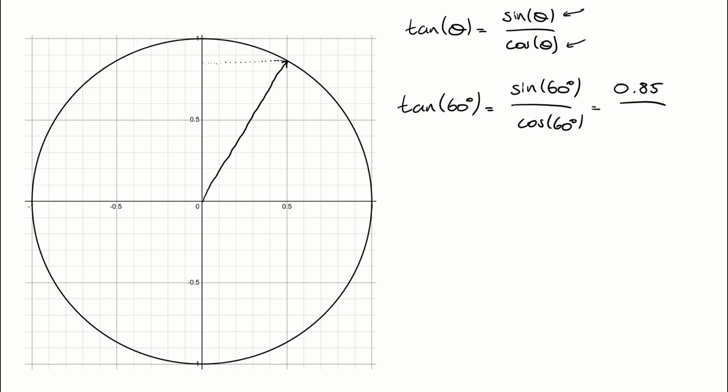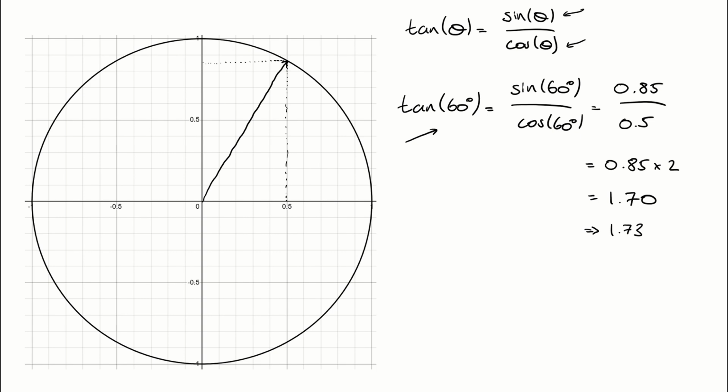And we know to estimate the cosine, we come down here onto the x-axis, and we see that we're at about a half, so 0.5. Now, if I'm dividing by a half, that is the same as multiplying by 2, so 0.85 times 2. Okay, and we would of course end up here with 1.70. Now, if you actually looked up what the tan of 60 degrees was in a calculator, you would see that you actually get 1.73. Okay, so we're not a million miles away with that example.